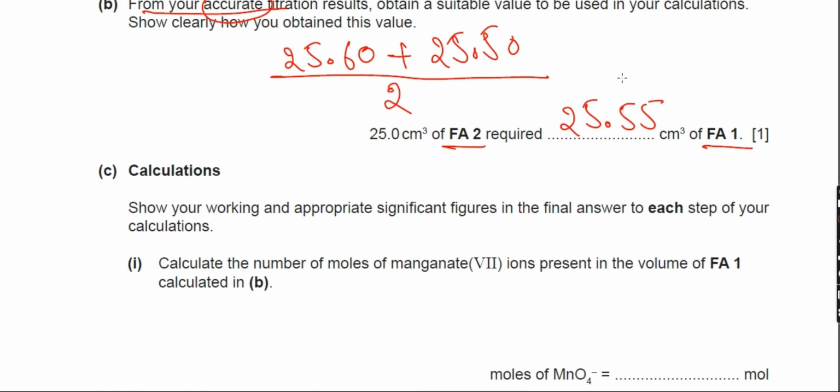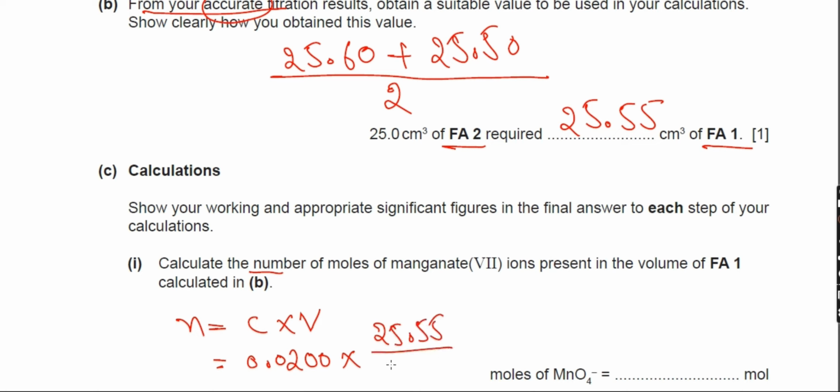Okay, so keep that. And now, as we know the concentration, which is 0.02, and the volume we titrated and got from the burette, we can easily find the number of moles by using the formula n equals C times V. C is the concentration, which is 0.0200, multiplied by the volume you obtained, which is 25.55, and divided by 1000. Why? To convert the volume from cm cube to dm cube, and when you do this you will get the answer.